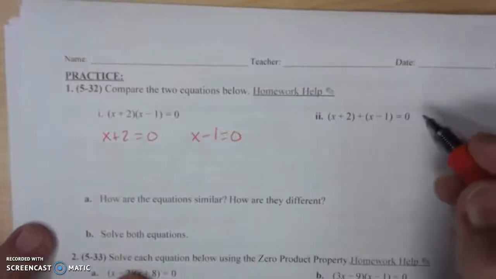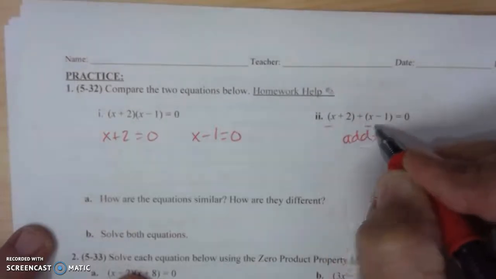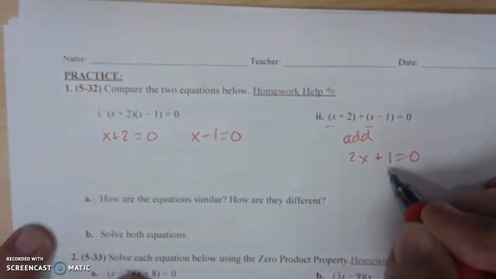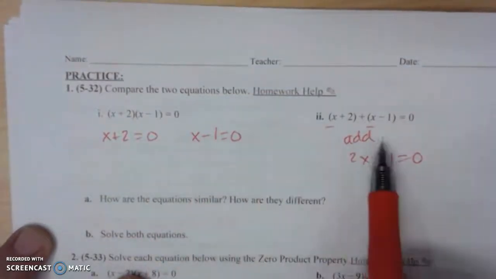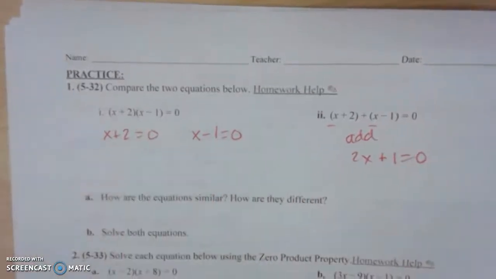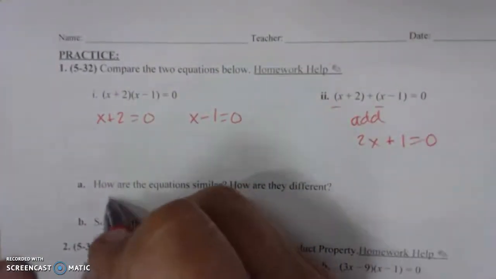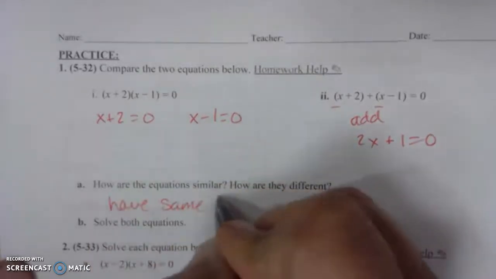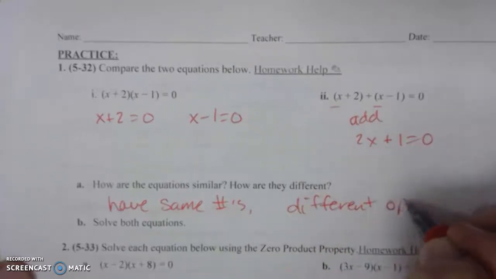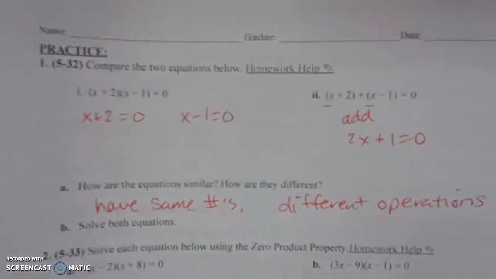In this problem, I'm going to actually have to add, and I'm going to get 2x plus 1 equals 0. And we're going to solve this problem. The important thing is when we are adding or we're multiplying, the multiplying is the most important. What is similar about these equations? They have the same numbers. But what's different is they have different operations. One of them is asking us to multiply, the other one is asking us to add.